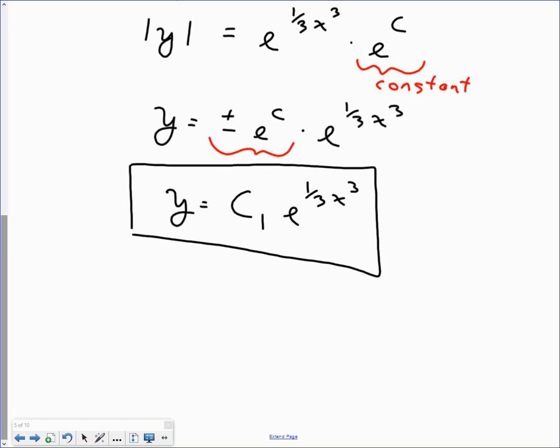So that would be our general solution. y equals some constant c1 times e to the 1/3 x to the power of 3. And this constant c1, well, you would have to have a specific solution in order to figure out what it is. It can be positive, it can be negative, but it's just some constant.